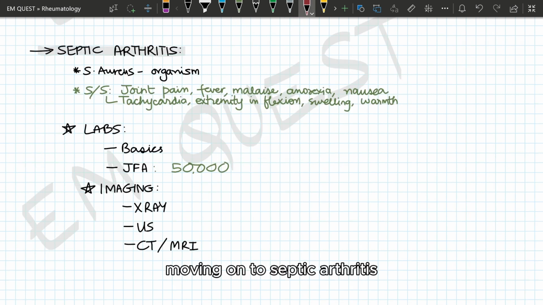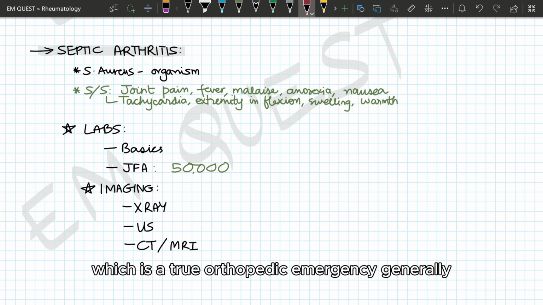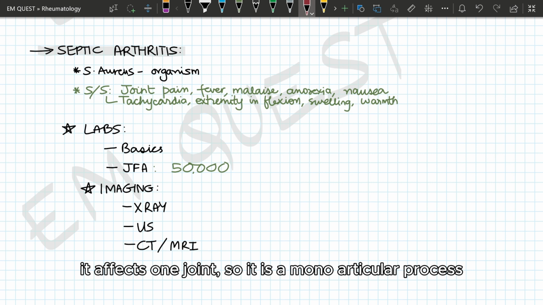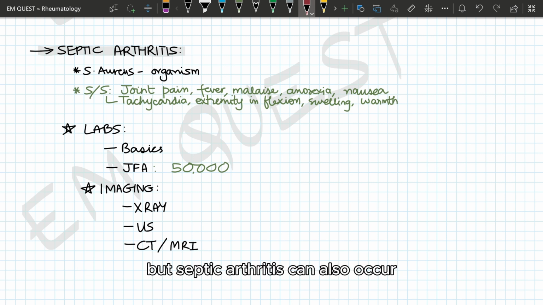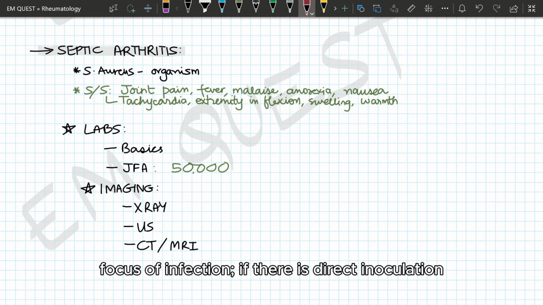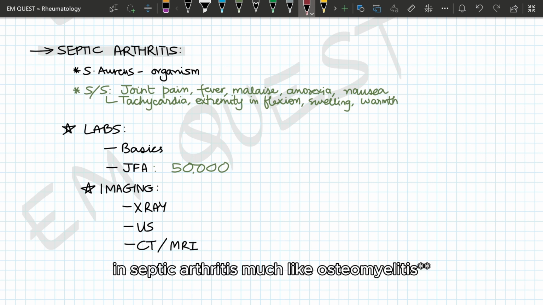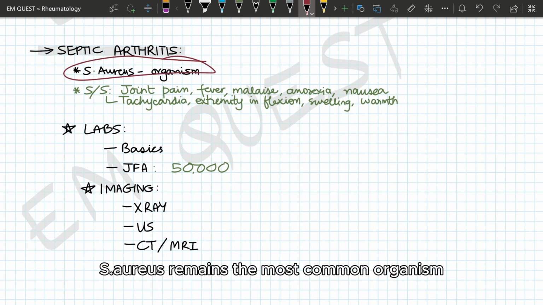Moving on to septic arthritis, which is a true orthopedic emergency. Generally, hematogenous spread is how a person acquires septic arthritis, and normally it affects one joint, so it's a monoarticular process. But septic arthritis can also occur if there is a spread from a contiguous focus of infection, if there is direct inoculation, or from trauma or any iatrogenic procedure. In septic arthritis, much like osteoarthritis, Staph aureus remains the most common organism.